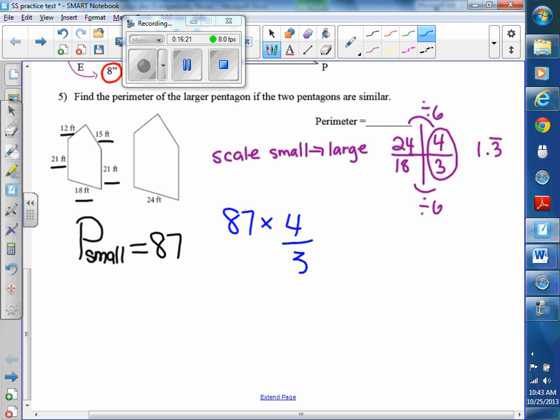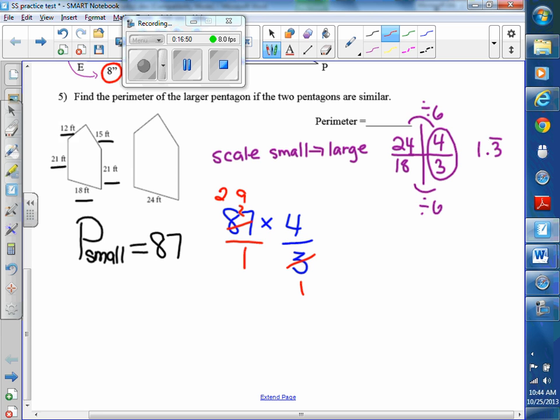So that just means you could take the small perimeter and multiply by the scale factor of 4/3. You won't have a calculator tomorrow, next week, so you need to rely on your fraction multiplication. You need to be able to show me your work. So 3 does go into 87. If we practice the short division, 3 goes into 8 twice, and the remainder is 2. 3 goes into 27 9 times. So 3 goes into 87 29 times.